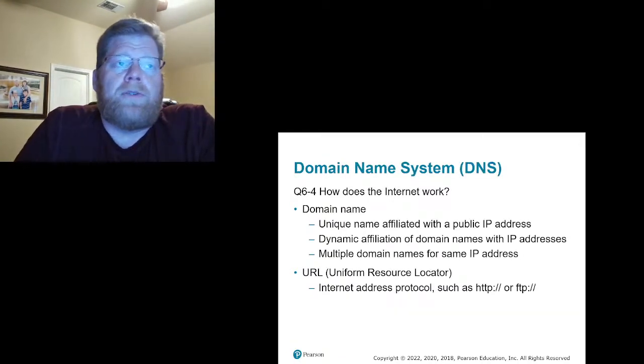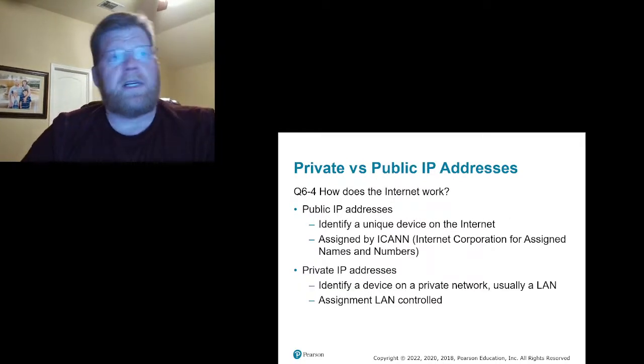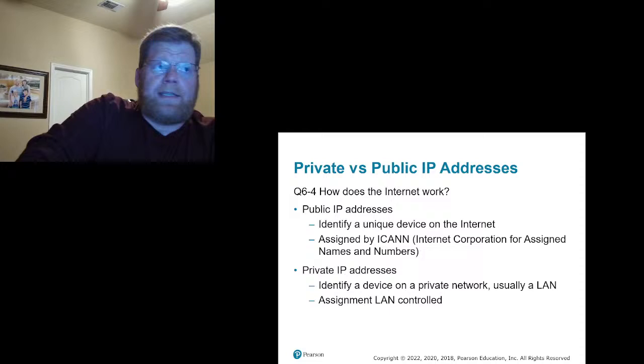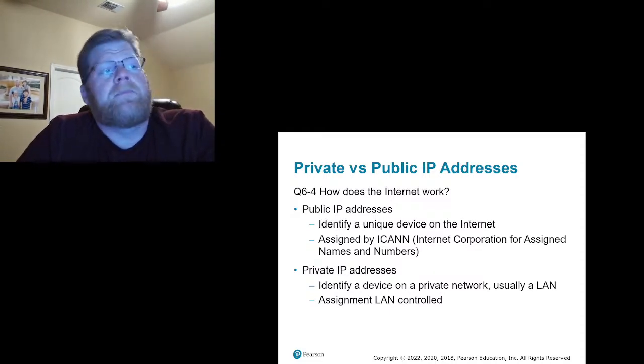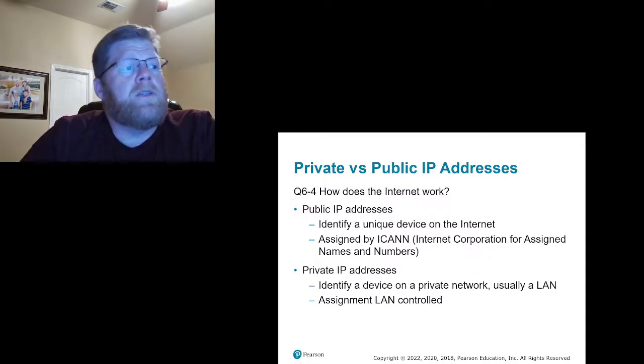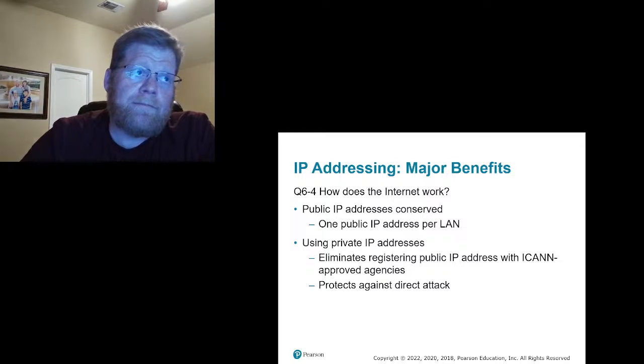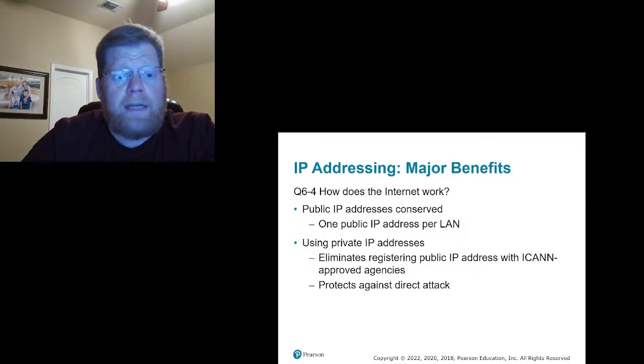Your domain name, it's a unique name affiliated with your public IP address. URL, uniform resource locator, it's your internet address. Public IP address, it's your identifier and a unique device on the internet. So this is your outside address. Your private IP address, right? Usually a LAN assigned, LAN controlled IP address on the inside. Public IP address conserved, one public IP address per LAN, right? You can get more, but you got to pay for them, just so you know, okay?